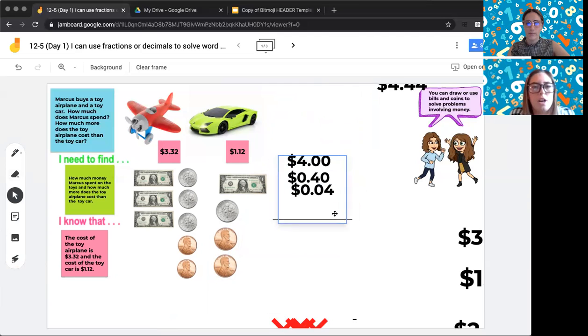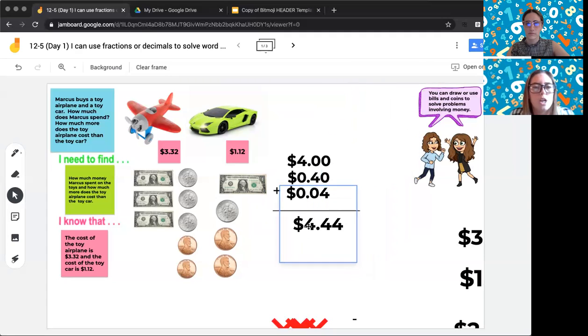When we add them together, if I start in the hundredths place, I have 0 plus 0 plus 4, which will give me 4. And in my tenths place, I have 0 plus 4 plus 0, which would give me 4. And then in my ones place, my whole number, 4 plus 0 plus 0 is 4. So I have a total of $4.44. So Marcus spent $4.44 on the toy airplane and the toy car. Great.